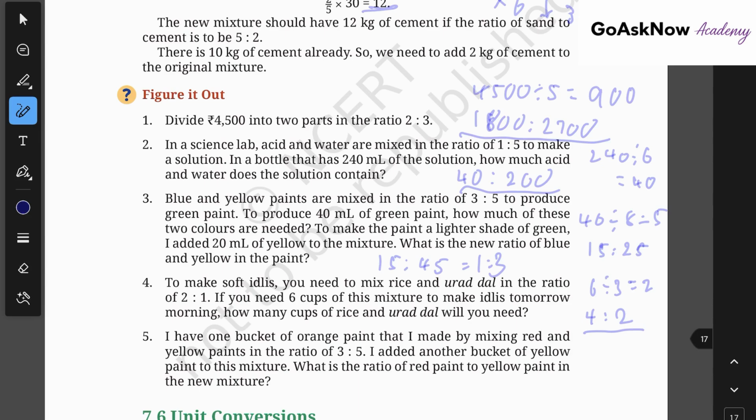Since the original mixture has 3 groups of red and 5 groups of yellow, together is 8 groups, and 8 groups is 1 bucket. So if you add another bucket of yellow paint, means there's another 8 groups of yellow. So you add 8 plus the 5 groups in the original bucket. So 8 plus 5 is 13. So the ratio should be 3:13 as your final answer.